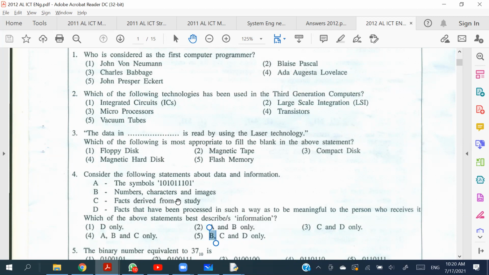C, facts derived from a study. So if we are deriving something from something, that means we are processing something. Then derive means you have to process and get something, right? So C should be in your answer. Facts that have been processed in such a way as to be meaningful to the person who receives it. Definitely, that's one of the definitions of information. So for the fourth one, the third should be the answer, right?